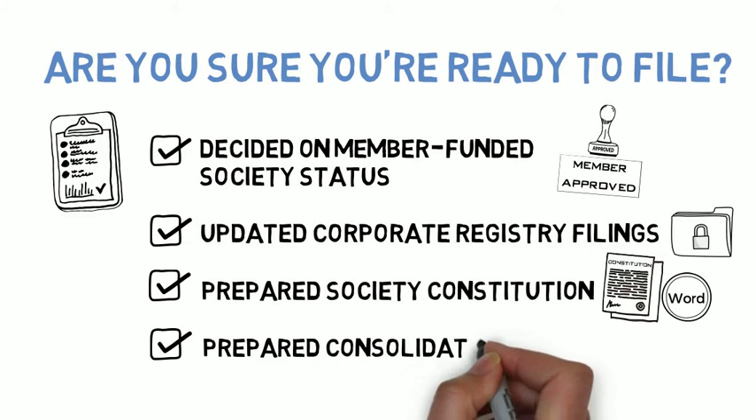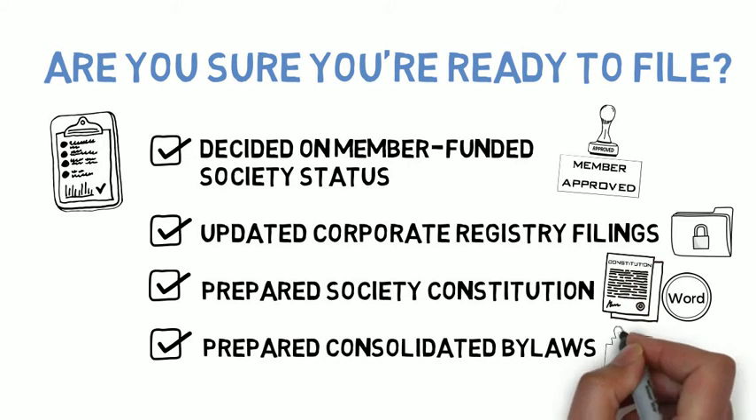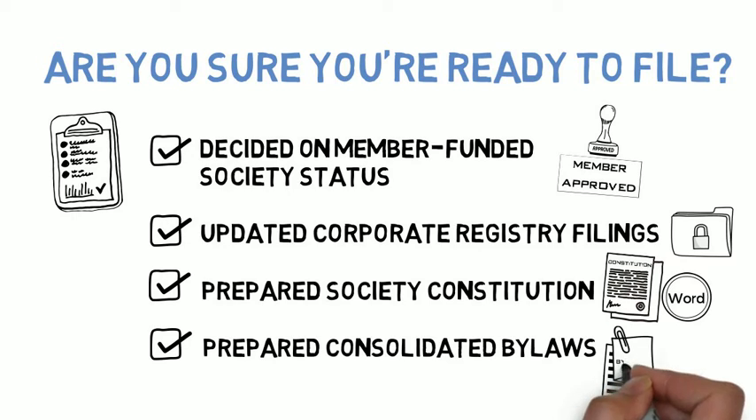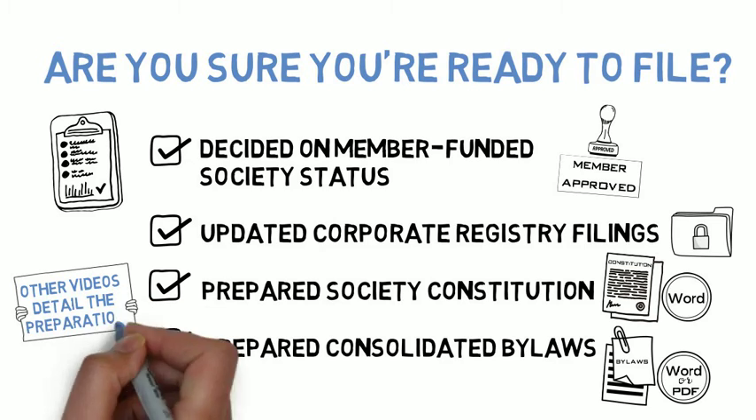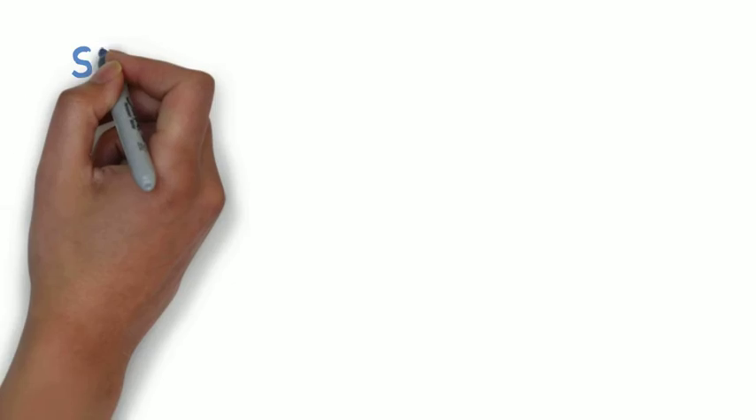And you have the society's bylaws, consolidated as required by the corporate registry, or duly adopted by the members of your society, in an electronic format that can be uploaded, such as a word processing document or a PDF. With the preparation all done, let's move on to the filing process.